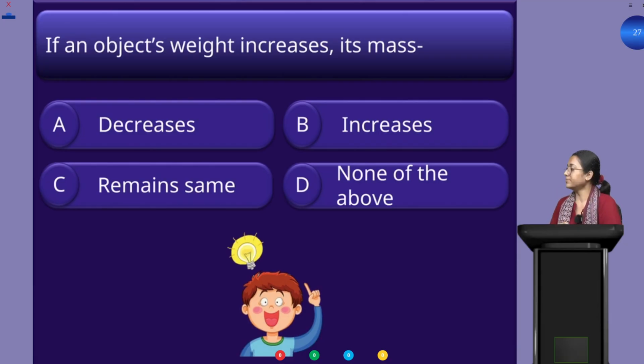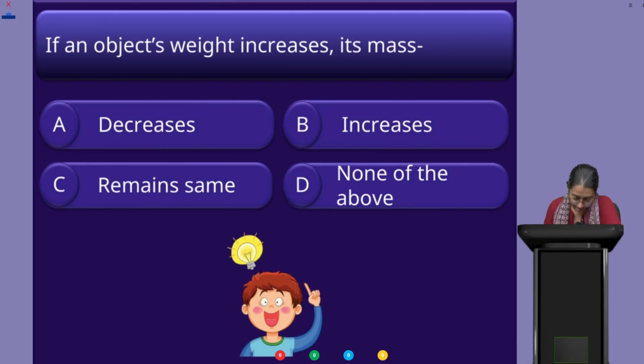I am giving you the timer. Try to answer, everyone. Try to remember the last activity which we have discussed. What happened when we increased their weight? Did their mass also increase, or decrease, or remain same, or none of them are correct? Okay, I am giving you 15 more seconds. What did we observe? Whenever we were increasing the weight of that object, was its mass increasing or decreasing, or did it remain same, or none of them are correct?